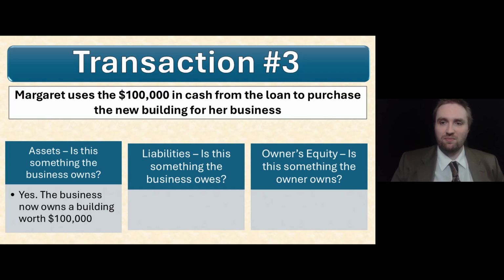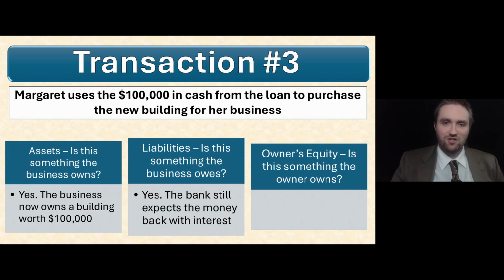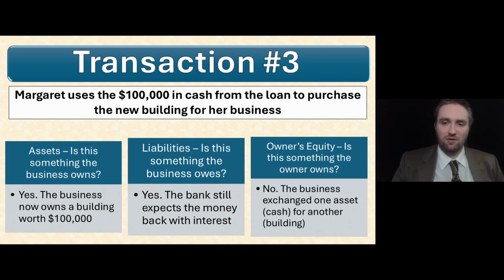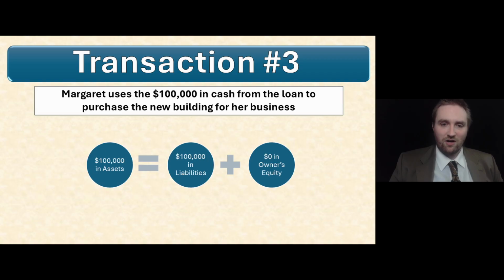Liabilities. Is this something the business owes? Yes, the cash was spent on the building, but the business still owes $100,000 to the bank. Owner's equity. No. If the loan and building purchase are the only transactions in the business, then oddly enough, Margaret would only own the business entity, but she wouldn't have claim to anything in the business itself. If there was a liquidation, for example, the building would be used to pay off the debt, and Margaret would be left with $0 in value, as she only has $0 in equity, which is a claim of $0 in assets. Final result, $100,000 in assets equals $100,000 in liabilities plus $0 in owner's equity.